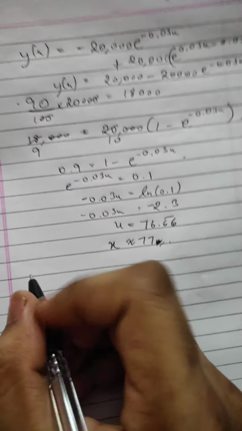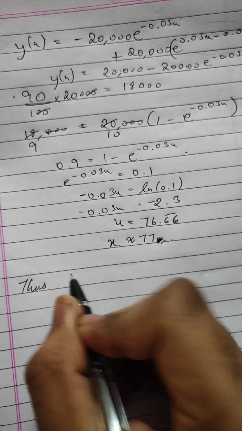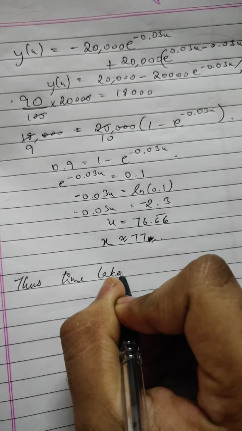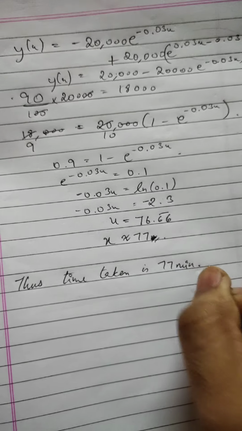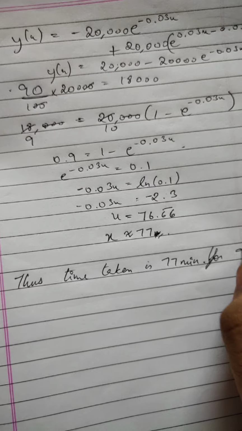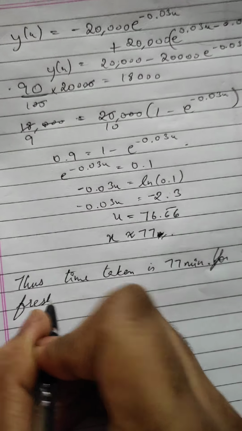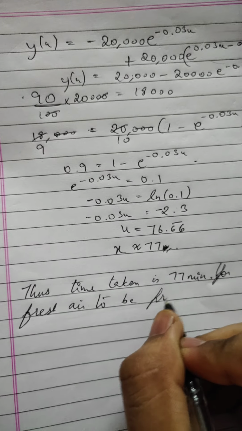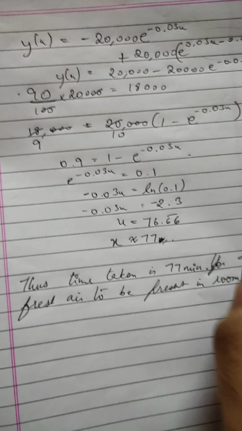So thus the time taken is 77 minutes for 90% of fresh air to be present in the room. Thank you.